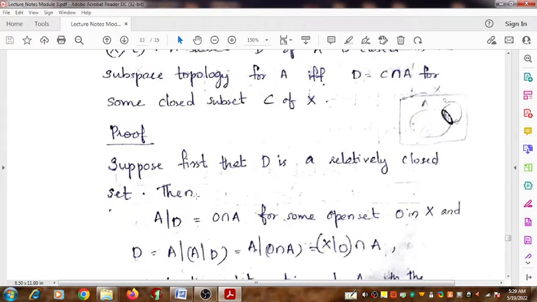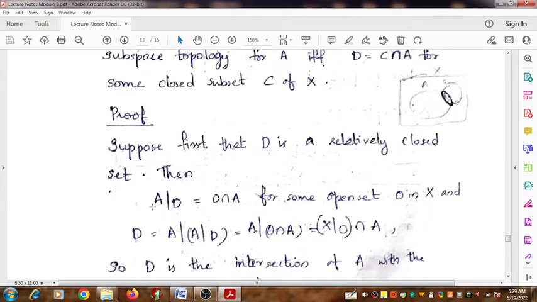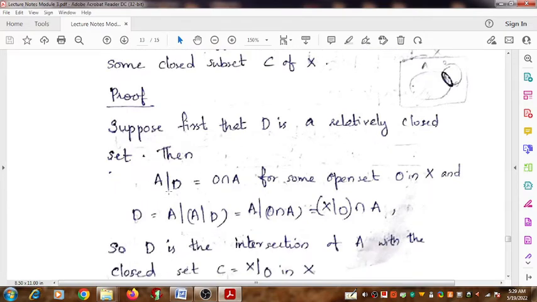Here we want to prove the statement in both directions. First we suppose that D is a relatively closed set. Then by the definition of a relatively closed set, A minus D equals O intersection A for some open set O in X. That is the definition stated above. So there must exist an open set O in X such that A minus D equals O intersection A.